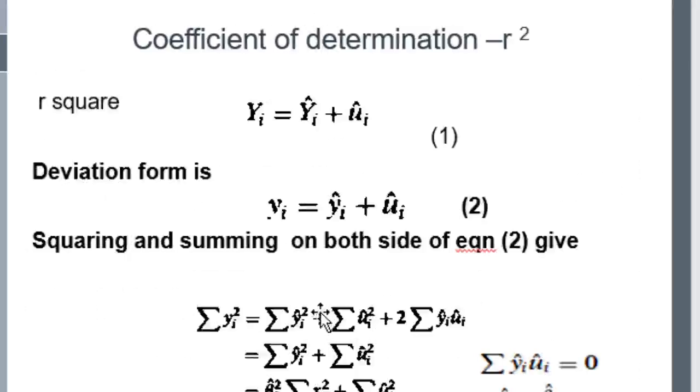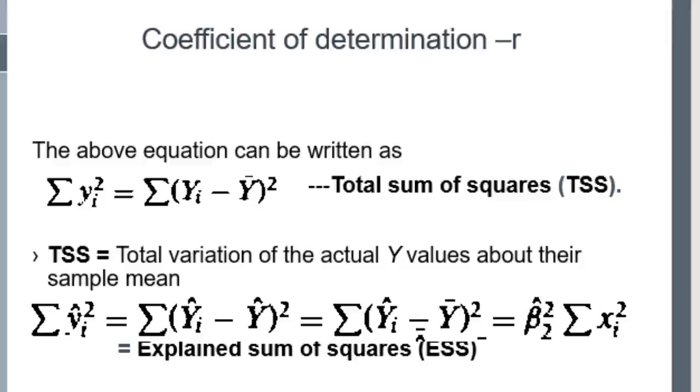And this equation can be written as follows. The first term is sigma yi square. This sigma yi square is known as the total sum of squares. Sigma yi square equals sigma of yi minus y bar the whole square, where yi minus y bar is small yi. This is the total variation of actual yi from its mean value, or about their sample mean. This is termed the total sum of squares.